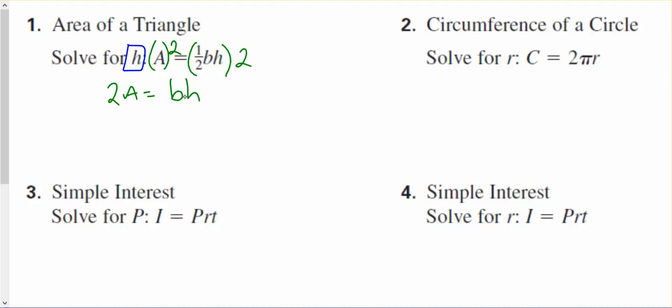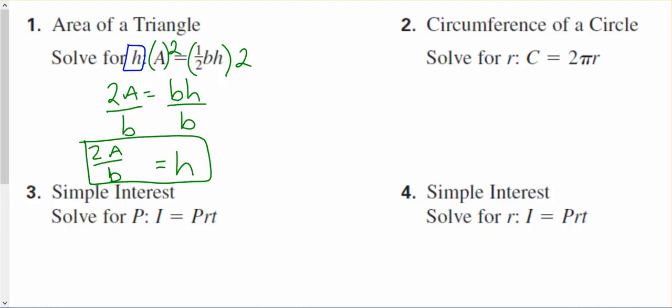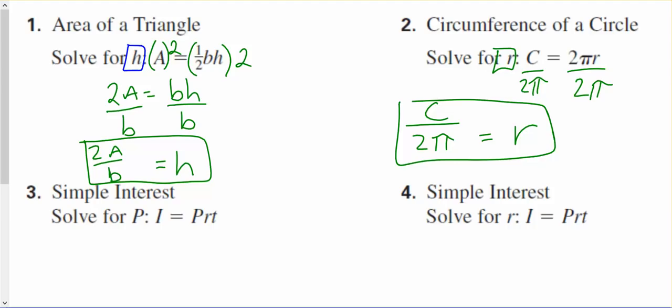And what undoes multiplying by b? Dividing by b. So h equals 2a divided by b. Next we solve for r. We're just asking ourselves, what is happening to the variable? So in this case, what is happening to the r? R is being multiplied by 2 and pi. Well, what undoes multiplication? Division. So we'll divide by 2 pi. And we get r equals c divided by 2 pi. And it's that easy.